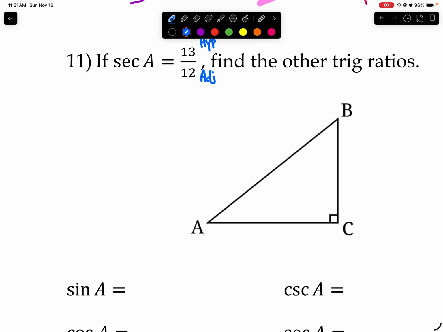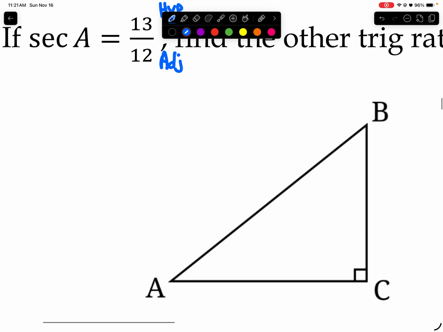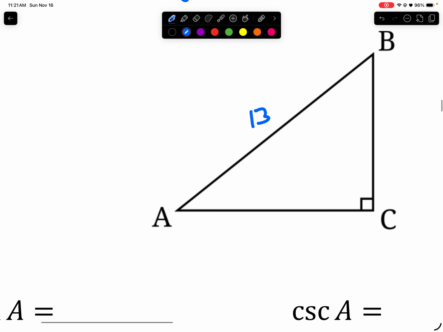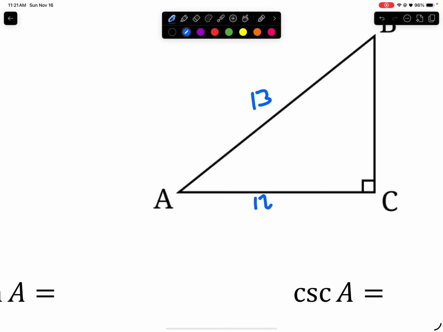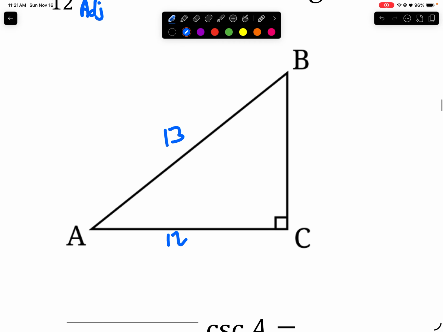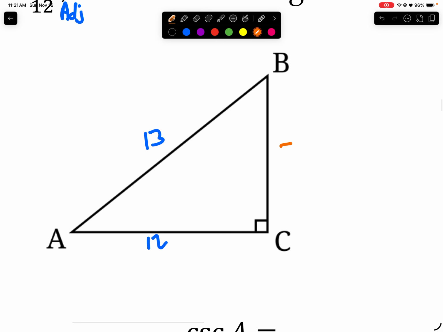So in regards to A, I know 13 is going to be the hypotenuse, and adjacent to A is going to be 12. Based on the Pythagorean theorem, I know this is a Pythagorean triple, so that tells me that this is going to be 5. So if you need to do the Pythagorean theorem, a squared plus b squared equals c squared.